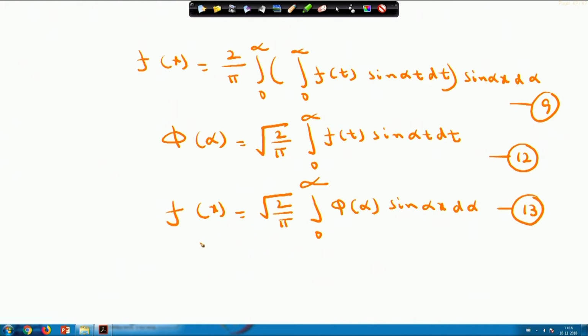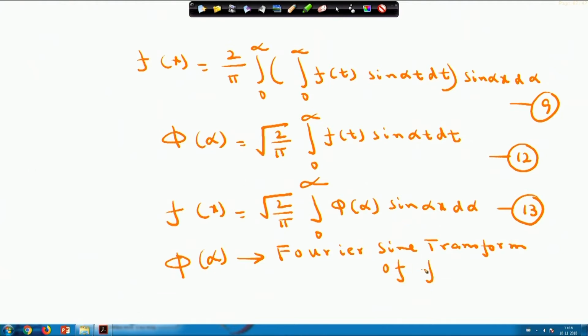Therefore, in this case this phi of alpha is known as the Fourier sine transform. We call it the Fourier sine transform of the function f(x). So, I hope it is clear now that for a function f(x), the Fourier sine transform will be phi of alpha, which is nothing but root over 2 by pi, integral from 0 to infinity of f(t) sin(alpha t) dt.